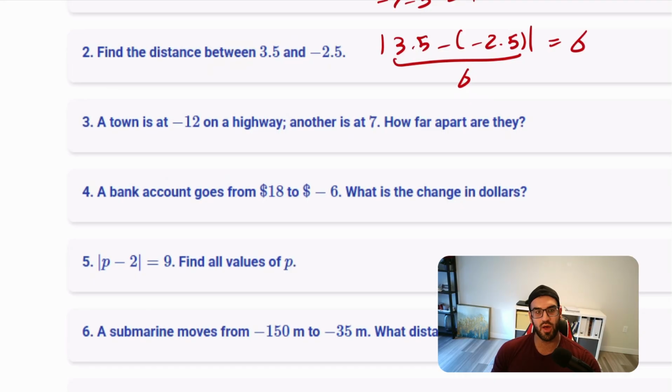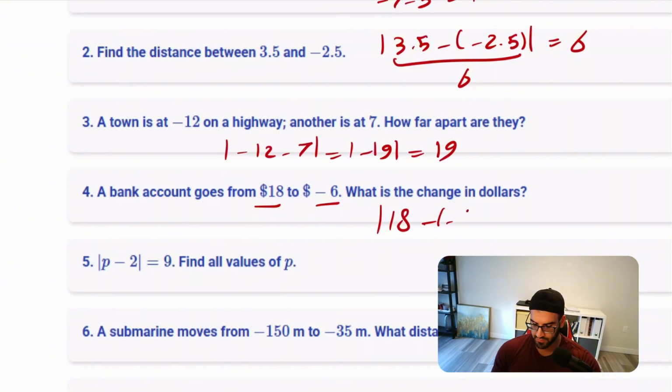So for instance, I do have a town at -12 on a highway, and another one at +7 on that highway. How far apart are they? So obviously we're talking about distance, right? So -12 subtracted by 7 is going to be -19. Again, absolute value doesn't care about positive or negative, so I do have a positive 19. A bank account goes from $18 to -$6, so obviously we go 18 subtracted by -6. And this is going to be the absolute value of 24, which is 24.